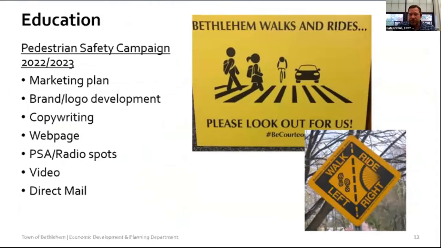In the rest of 2022 and 2023, we're really embarking on a pedestrian safety campaign. So we've hired a firm called Civic Eye. They're out of New Jersey, I believe. And they've had experience working on compelling messaging for transportation and safety related projects. So this is a major project that will involve the Bike and Ped Committee and others in the town to help raise awareness around and expectations around pedestrian safety. So that includes branding, development of collateral materials, and radio and video spots. So more to come on this from us here in Bethlehem.